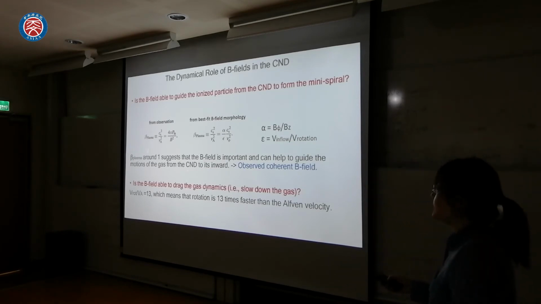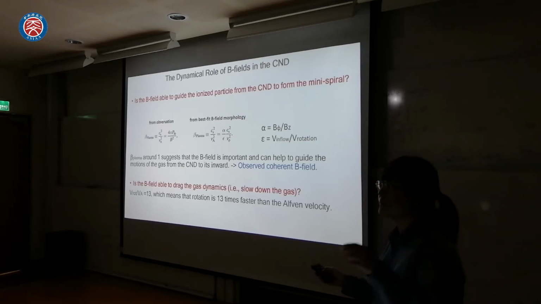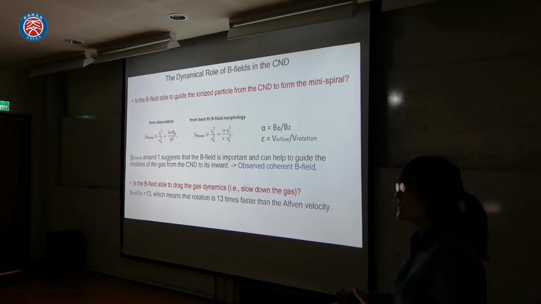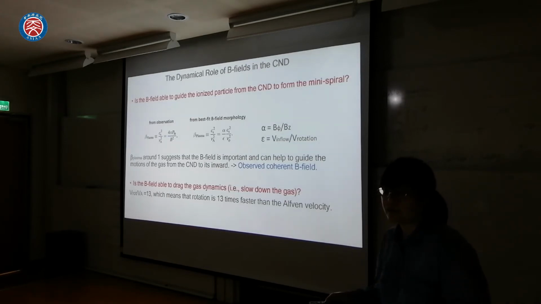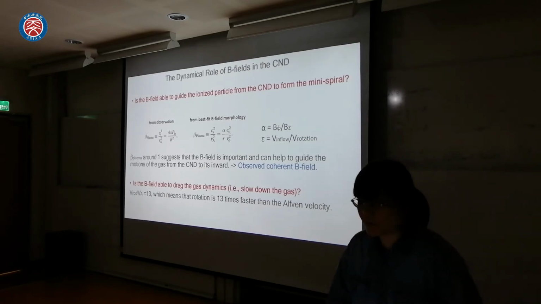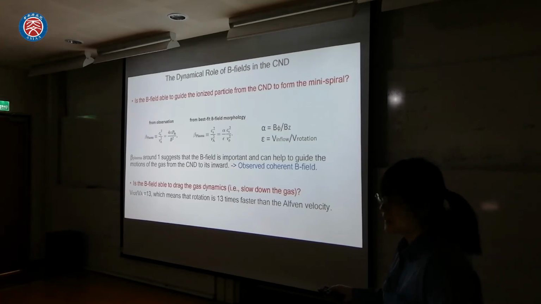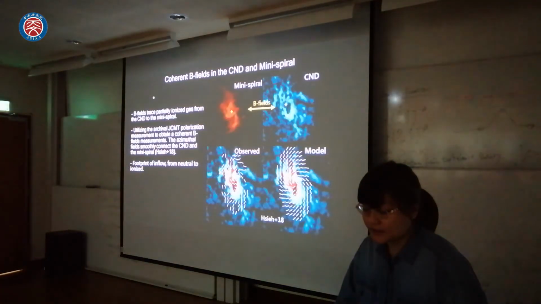However, the B field pressure is high enough to guide the gas, but the rotation and gravity still dominate here. So the B field strength is not able to drag or slow down the rotation of the gas. So it has little effect on the gas inflow here, because the ratio between the rotation of the ring and the outward velocity is about 13. So this means the gravity is still dominant in this region.